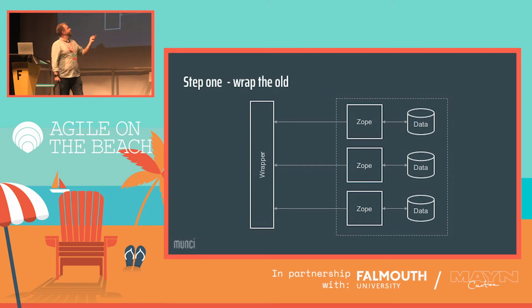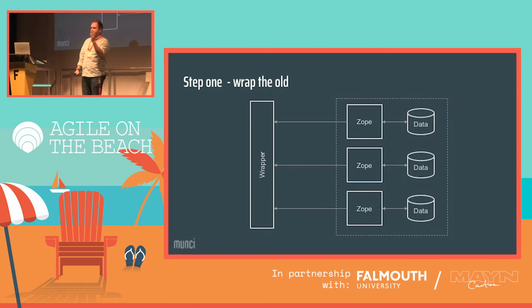And then we built a layer in front we called the wrapper. And this wrapper became the entry point for all the system. This wrapper is where the users would start hitting. And this allowed us to hide the old and cruddy stuff to one side.